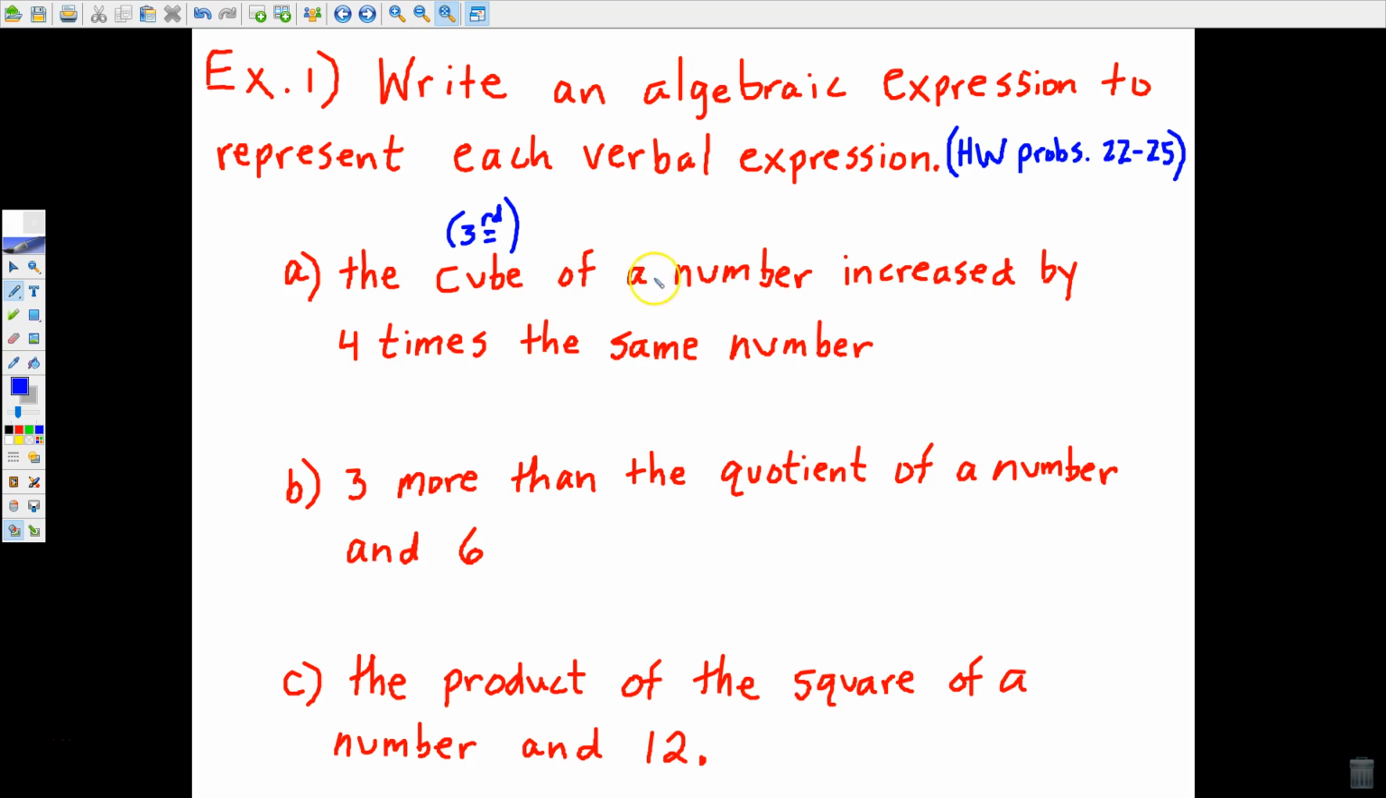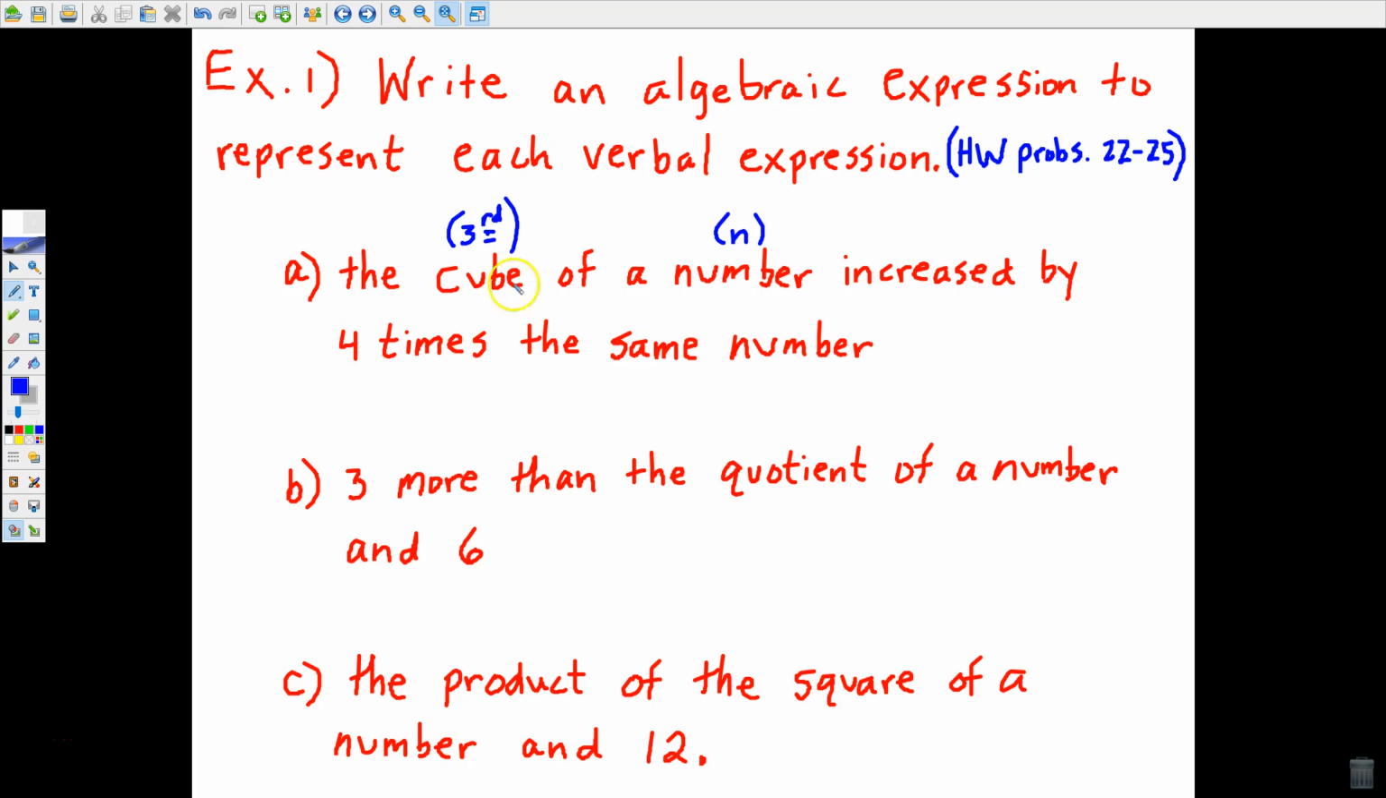The cube of a number, and we're going to say n, increased by. That phrase increased by indicates an operation. And when you hear me use the word operation, you need to think one of 4 things: add, subtract, multiply, or divide. Okay, that's what mathematical operations are. Well, the phrase increased by indicates addition. All right. 4 times, that's pretty obvious probably. That indicates multiplication, the same number.